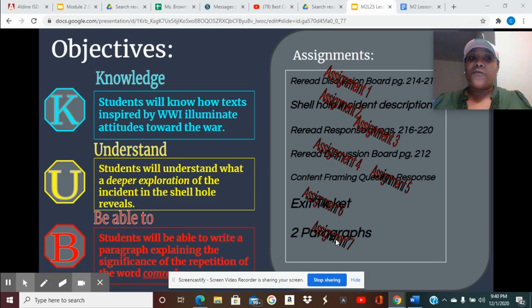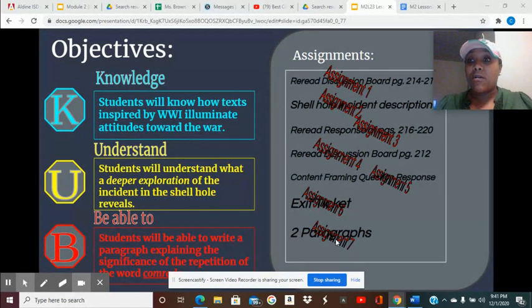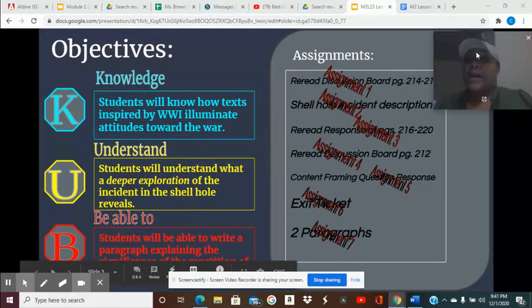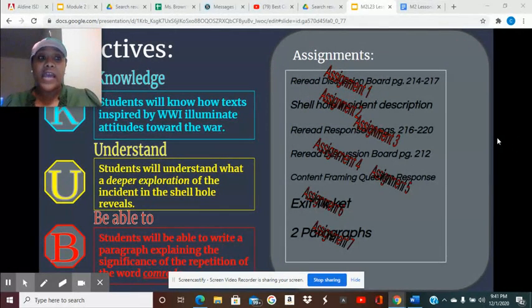Our objectives for today: our knowledge is that we'll know how texts inspired by World War I illuminate attitudes towards the war. We will understand what a deeper exploration of the incident in the shell hole reveals. And we will be able to write a paragraph explaining the significance of the repetition of the word comrade by Paul. So we have several assignments that are going to be due today.